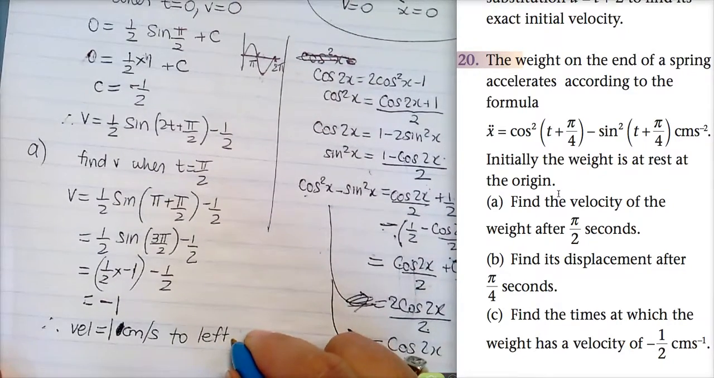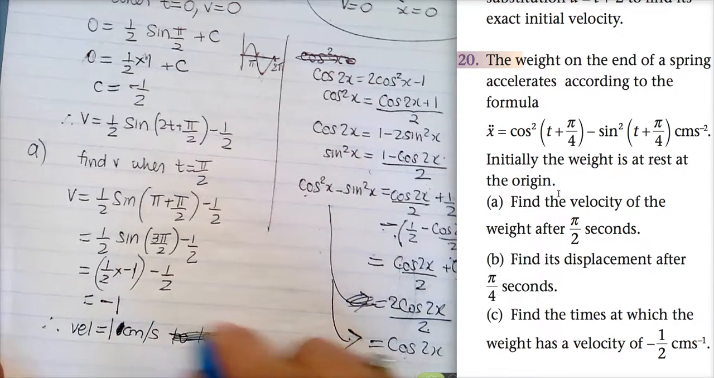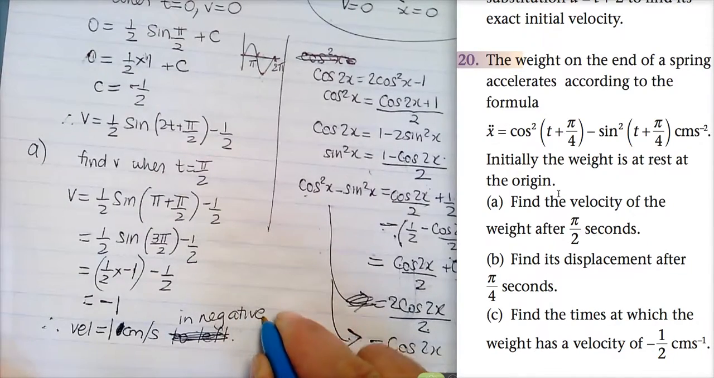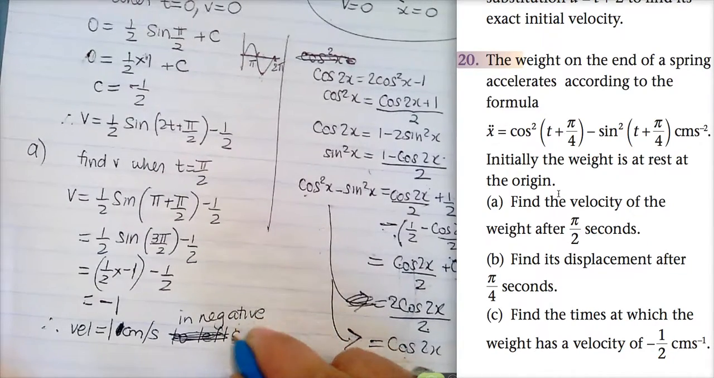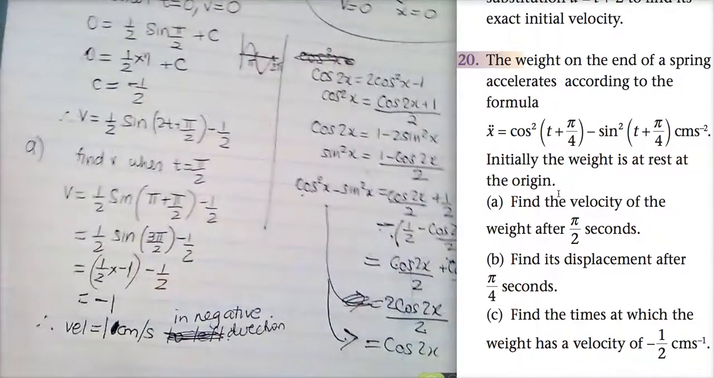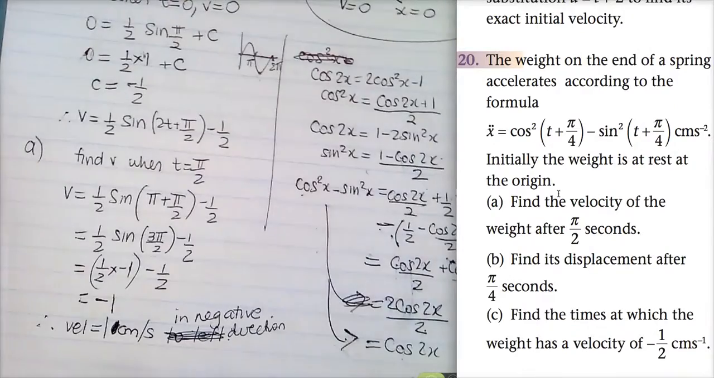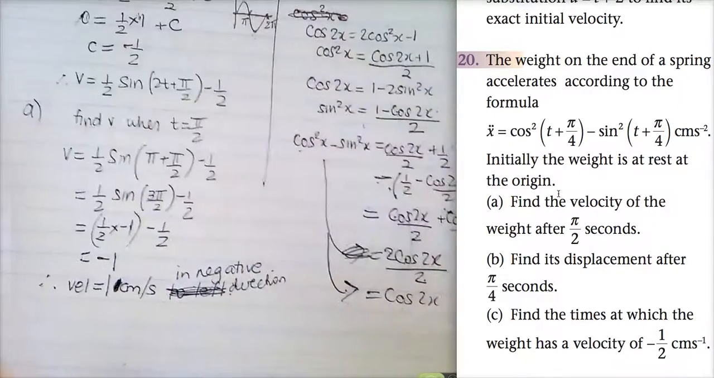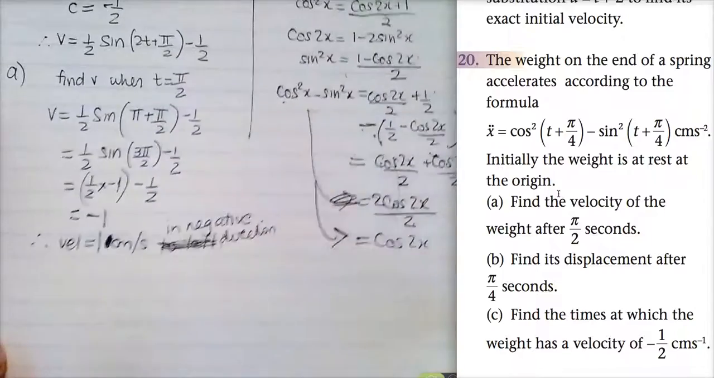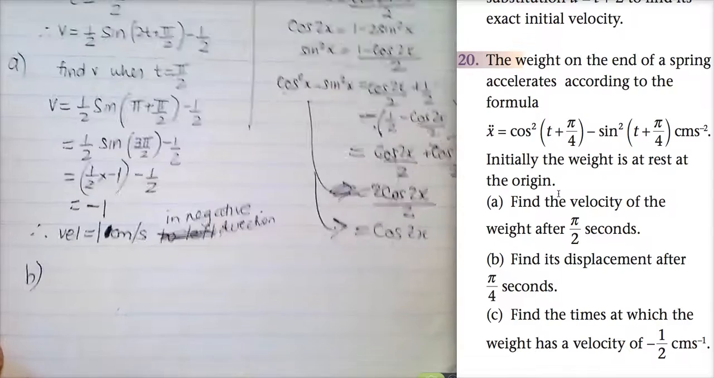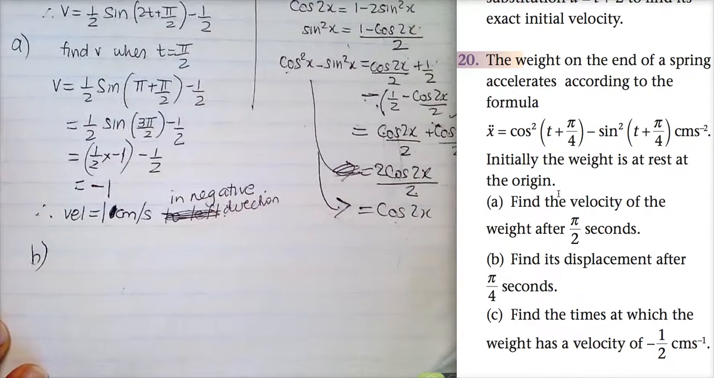Actually, not to the left, going down. Why don't you just say in the negative direction? If you don't know if it's left or down, just go in the negative direction. Well, we're thinking the weight's on the end of a spring. I don't think it's sideways one. Just go 1 centimeter per second in the negative direction. Part B. Geez, another one. Find the displacement after pi on 4.